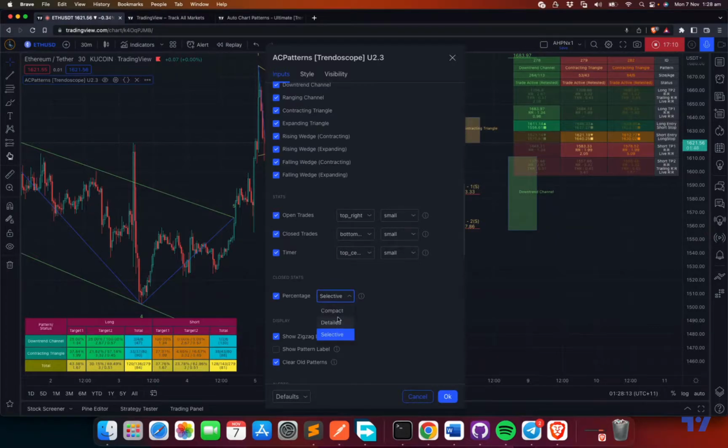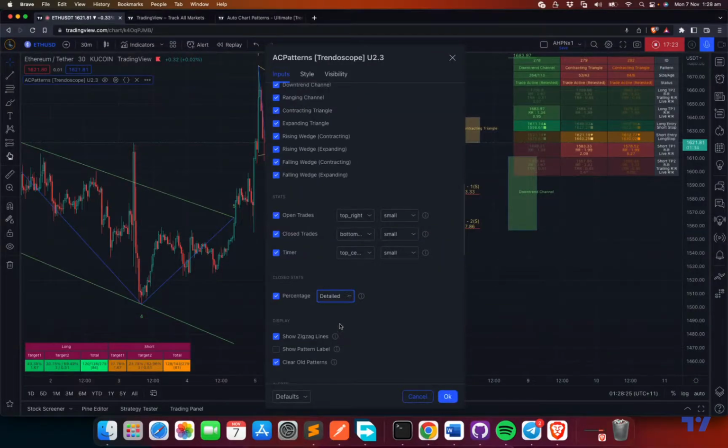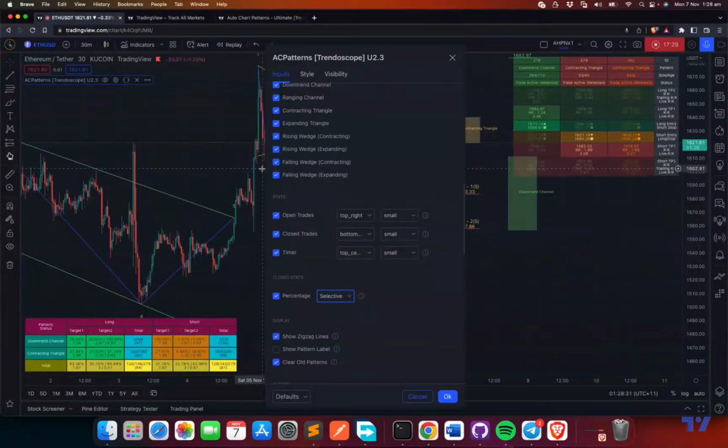And compact and detailed, as I mentioned before: compact means it will only show total stats. It will not show anything else. Detailed means it will show everything. Selective means it will only show the patterns which are on the chart and which are currently in trade.